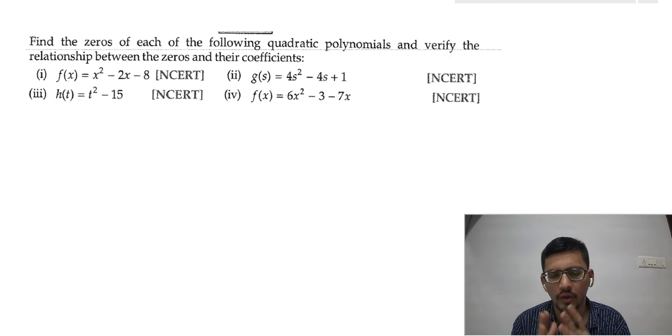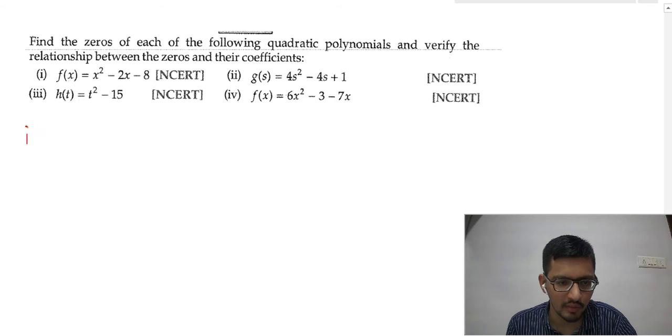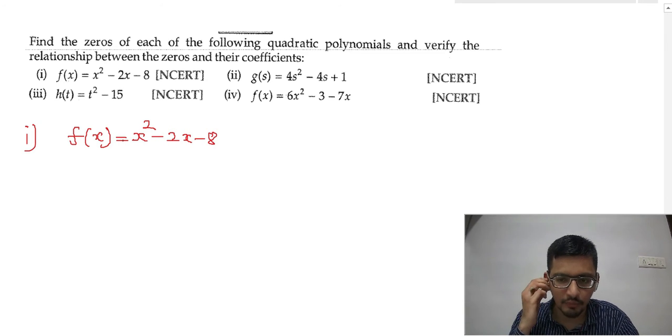In general, for any polynomial, if you want to find the zeros, what you have to do is simply equate to 0 and factorize, and obtain the value of x. Those are called zeros of the polynomial. Now, question number 1: f(x) is equal to x square minus 2x minus 8. I need to find the zeros of this polynomial.